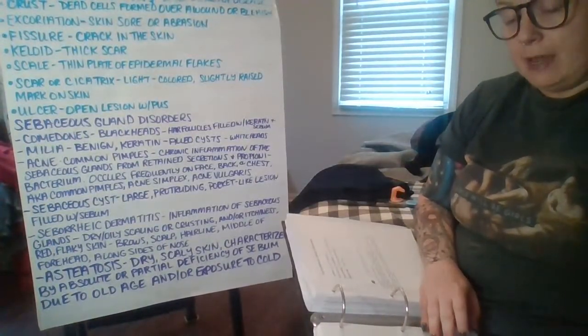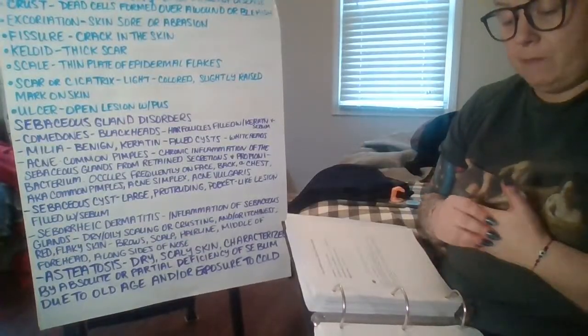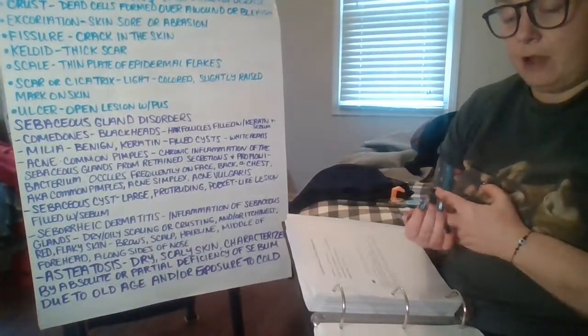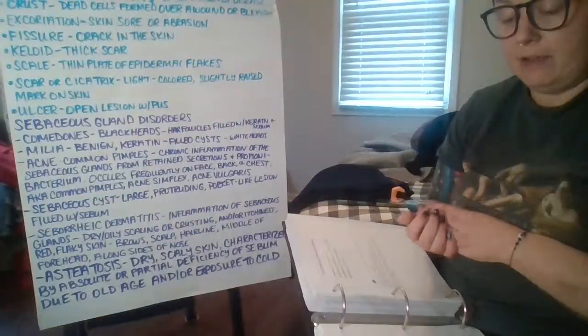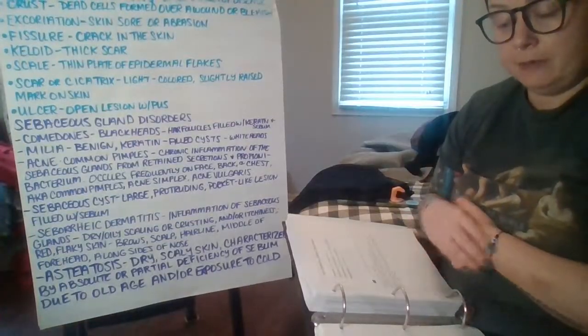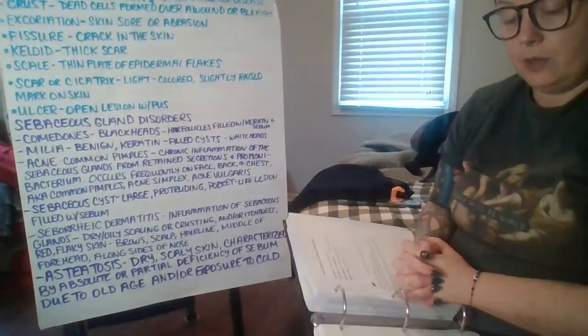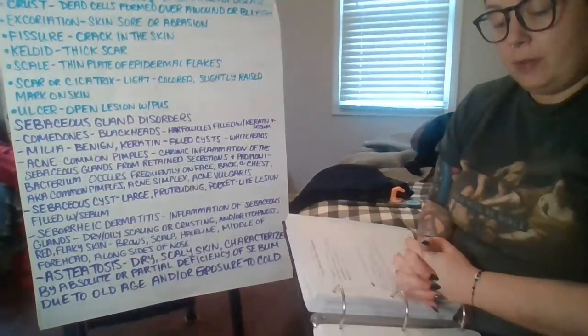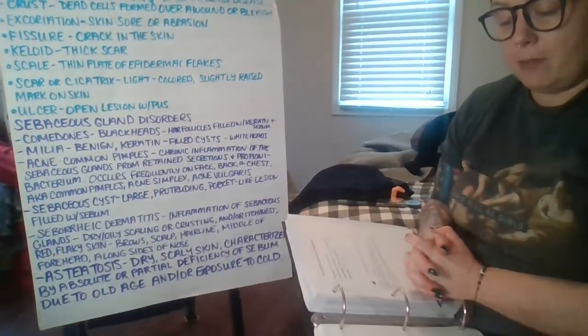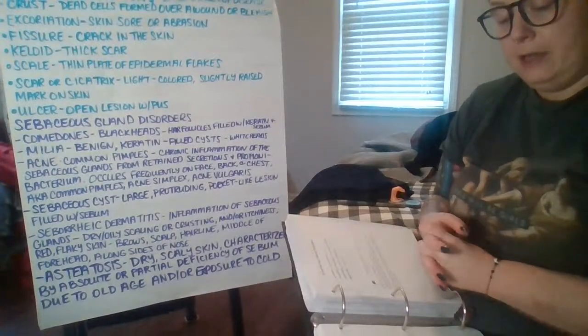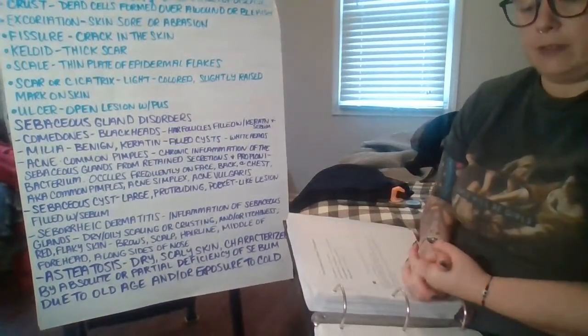Seborrheic dermatitis is a condition caused by an inflammation of the sebaceous glands. It's often characterized by inflammation, dry or oily scaling or crusting, and or itchiness. Red flaky skin also appears, or it often appears in the eyebrows, in the scalp and hairline, in the middle of the forehead, and along the sides of the nose.